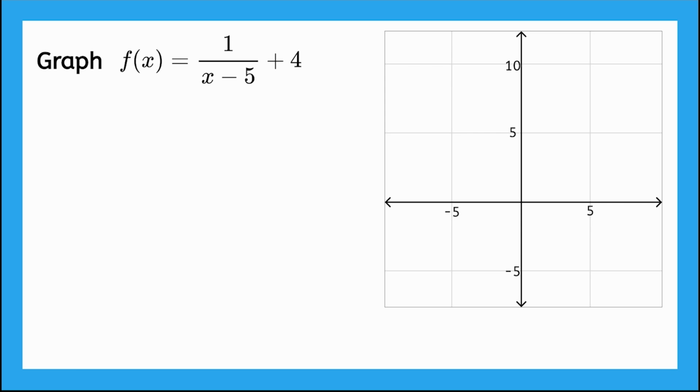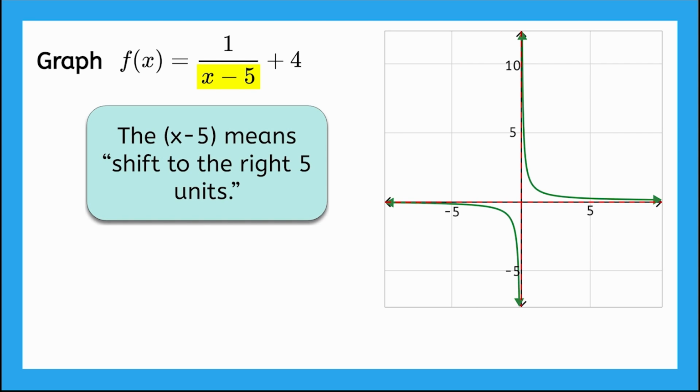Welcome back! I started with the parent function, which we know has asymptotes at x equals 0 and y equals 0. Then I thought about the denominator, where we are subtracting 5 from x. What transformation does that produce? Subtracting 5 from x means that the function will shift to the right 5 units.